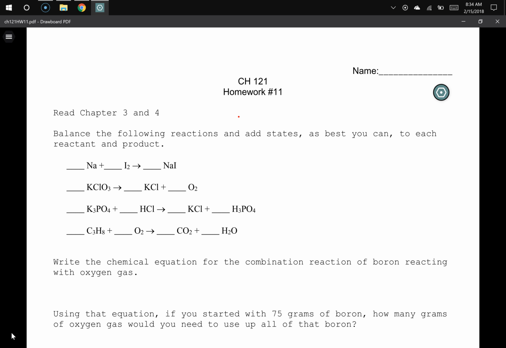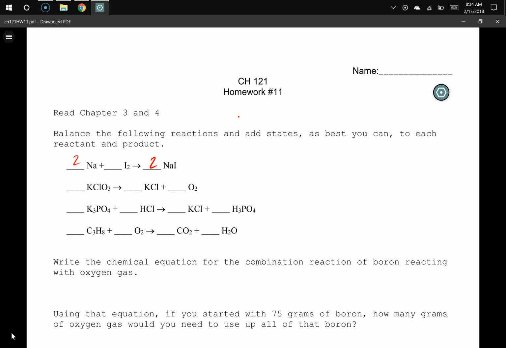Okay. How do we balance out the first one? What do we need to do? As it stands, the sodiums are balanced, but the iodines are not. So if I put a 2 in front of the sodium iodide on the product side, that takes care of the iodines, but now the sodiums are unbalanced. So put a 2 over here and I'm good to go.